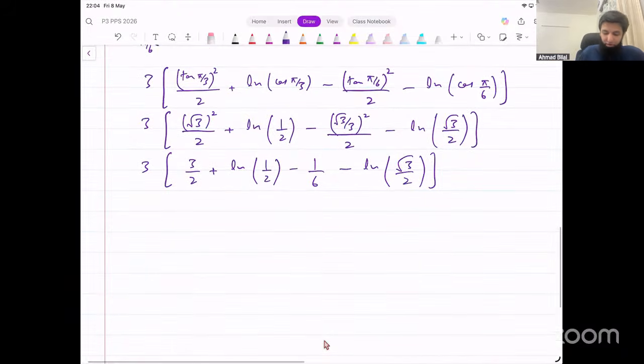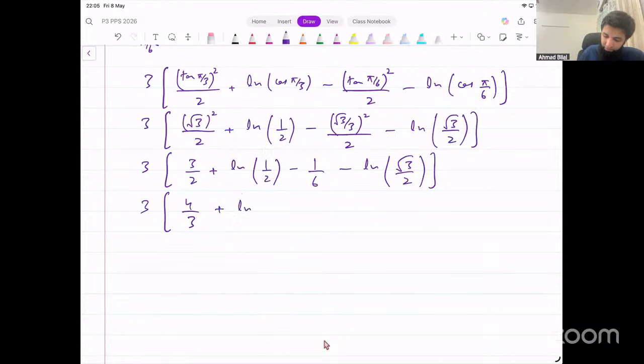Now, let's move on. What's the next step going to be now? Simplify the constants. 3 over 2 minus 1 over 6. What's that? 3 over 2 minus 1 over 6. 9 minus 1, 8. 8 over 6, which is 4 over 3. Okay. Plus, these are log terms. Apply the division law on them.